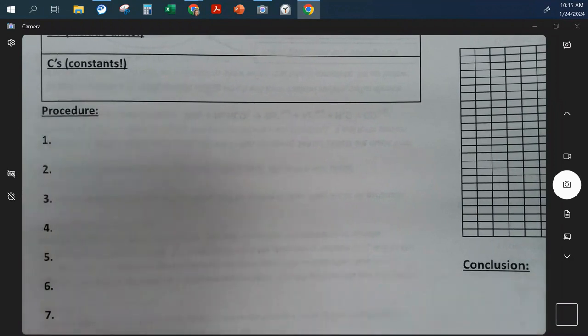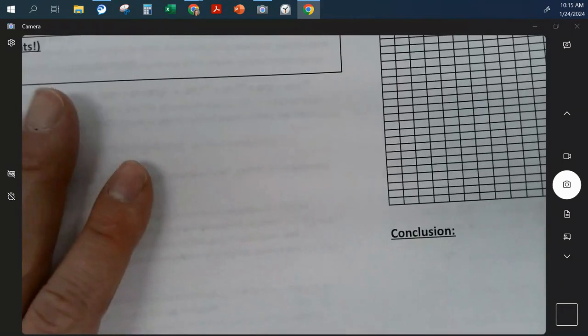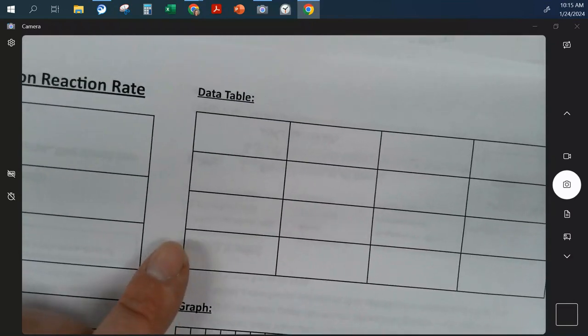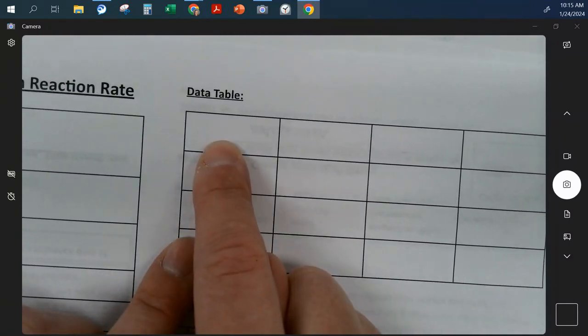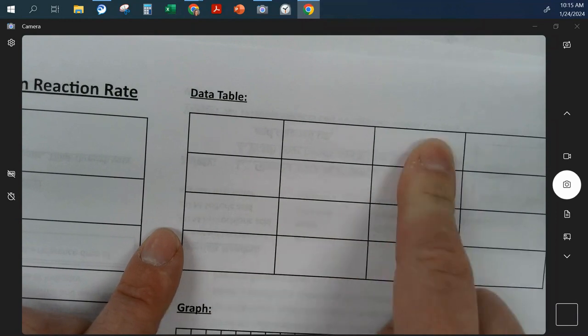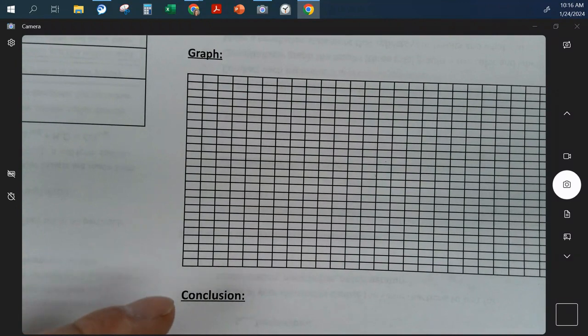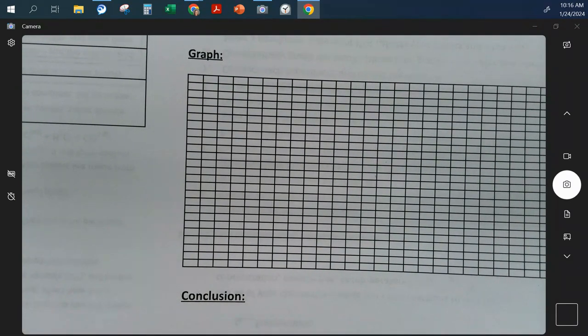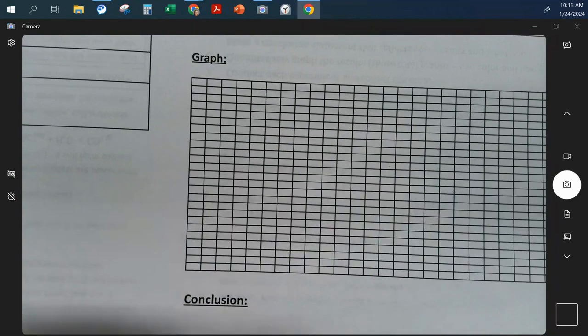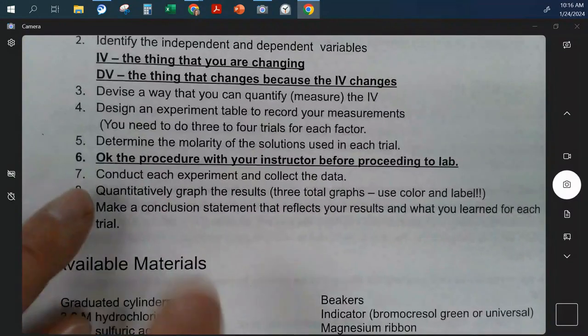Again, you don't have to use this. This is just like a template. If that's helpful for you, use this. If you don't want to use it, don't use it. And then this would be like your data table. So trial 1, what are you doing? Trial 2, what are you doing? What are your results? Okay, and then graph. So are you graphing temperature versus rate? Are you graphing particle size versus rate? And then conclusions. Okay.